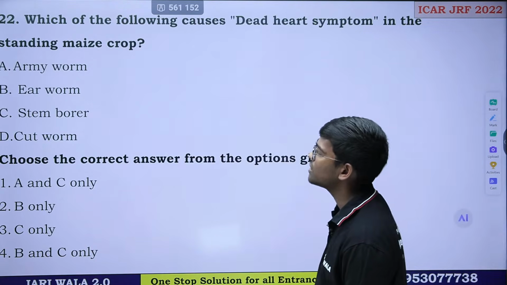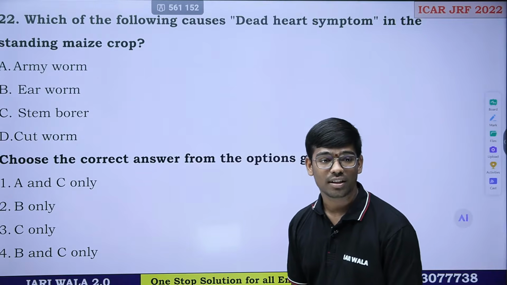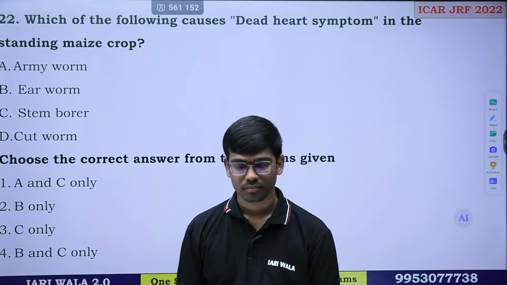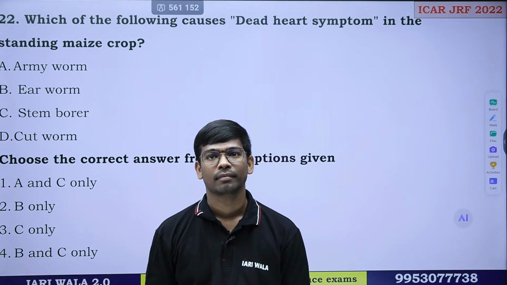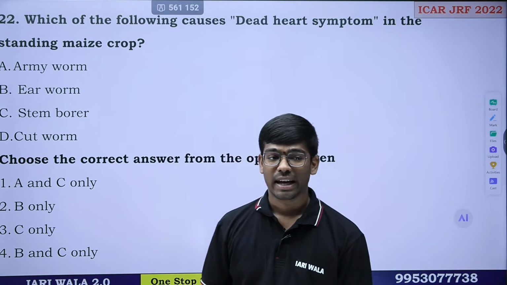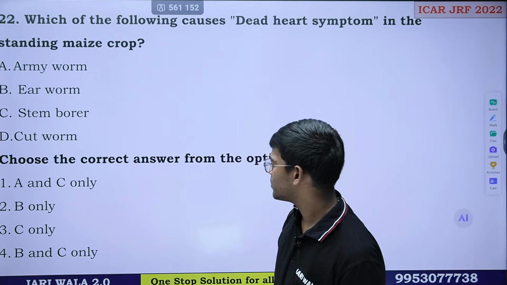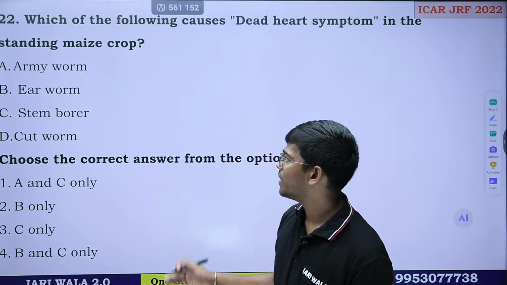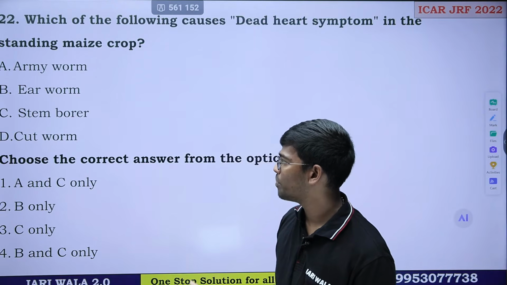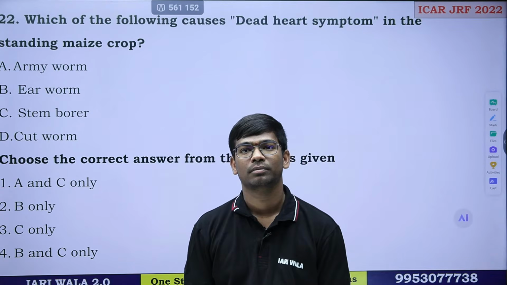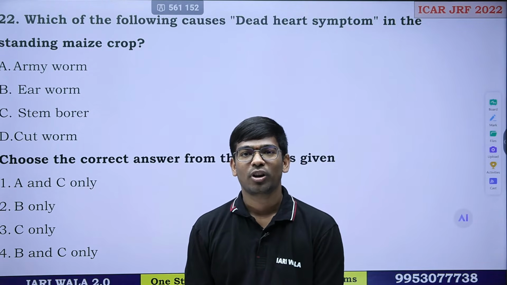Then the next question is, which of the following causes the dead heart symptom in the standing maize crop? Yes, students, here they have given 4 options. Again, in that they have to choose the correct answer from the options A and C, B, C, and B and C only. In the first, they have given armyworm, earworm, stem borer, and cutworm. Stem borer, only stem borer.